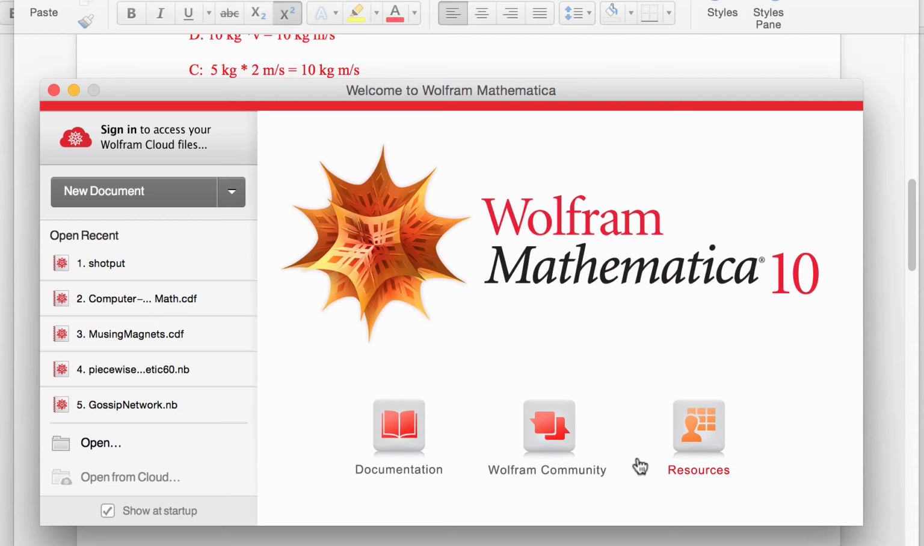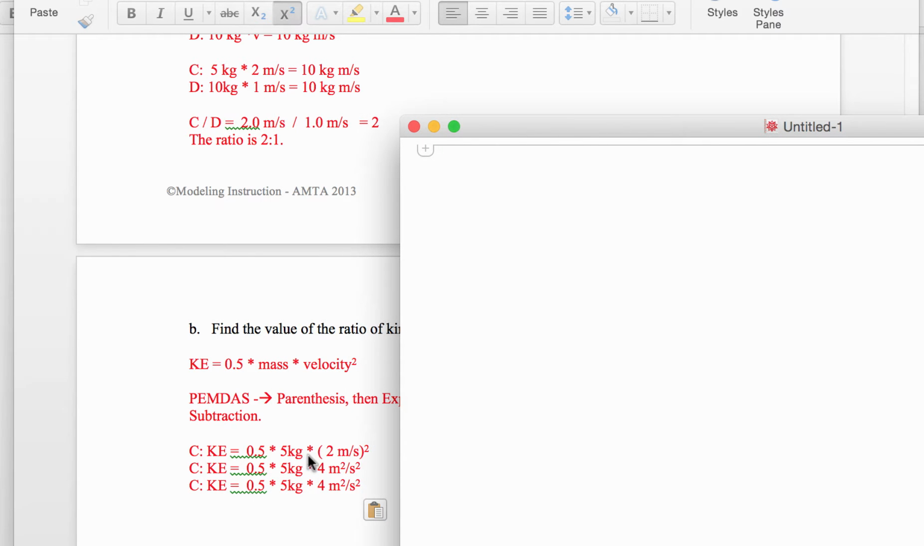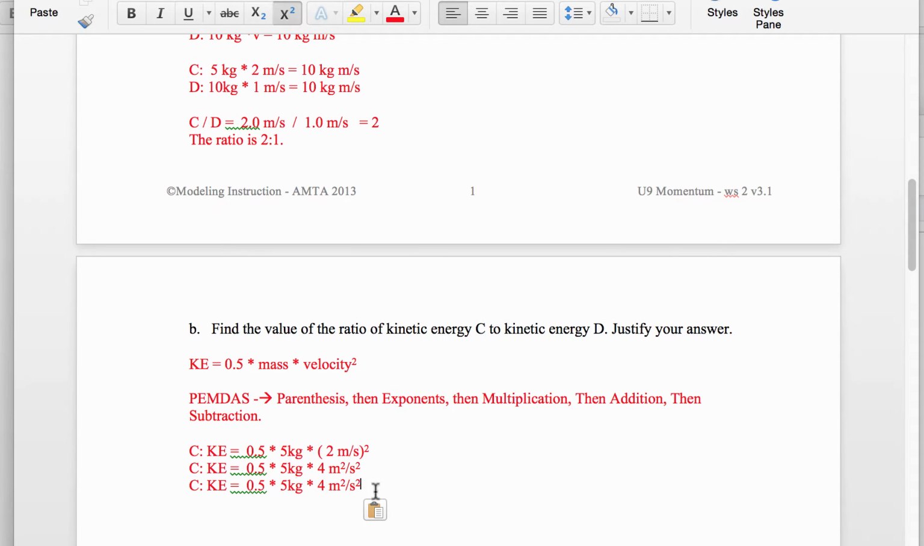Let's bring up a calculator. You can also use Google to do this. I'm just going to do 0.5 times 5 times 2 squared. It's 10. And that makes sense. 5 times 4 is 20, times a half is 10. So C has a kinetic energy of 10 joules.